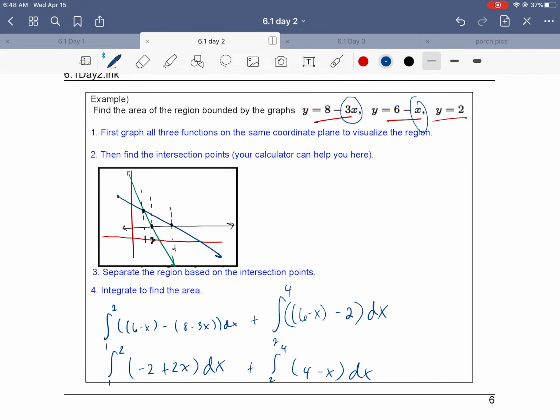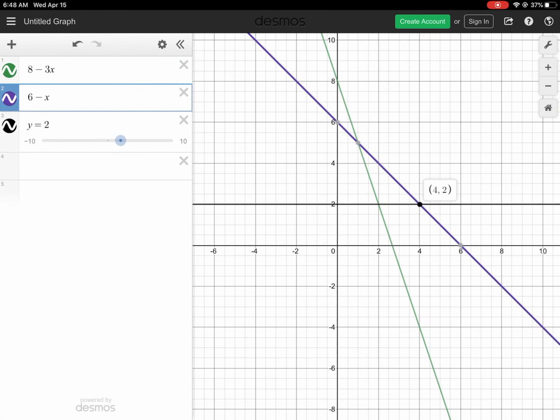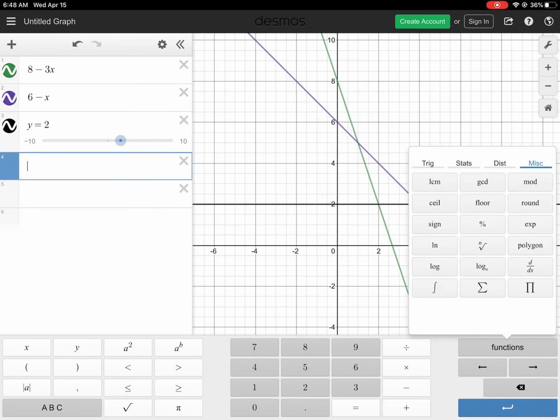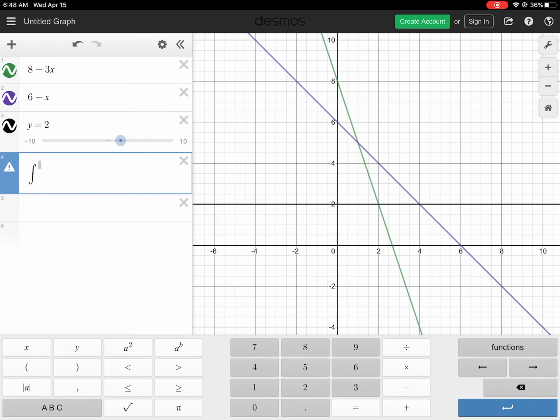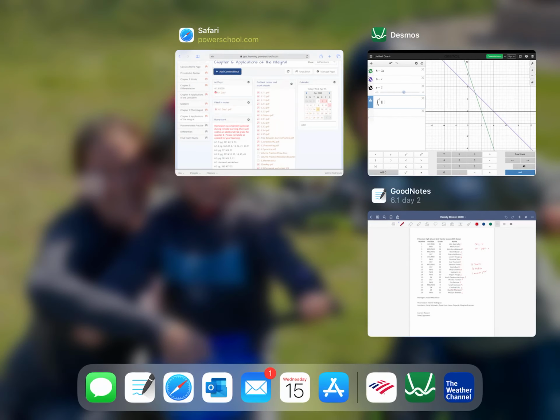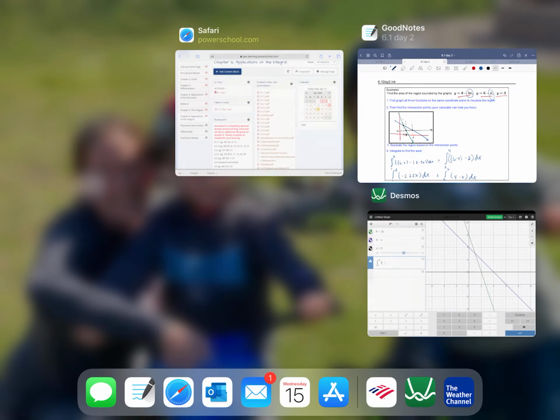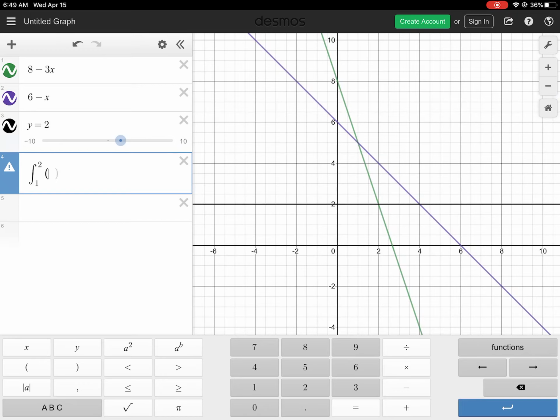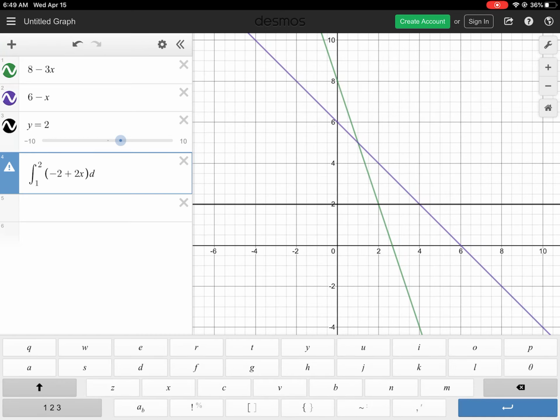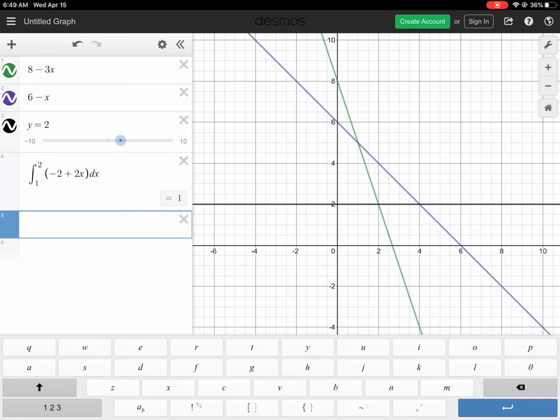So taking it to Desmos, plugging it in, and finalizing our answer. Okay, first integral equals 1.